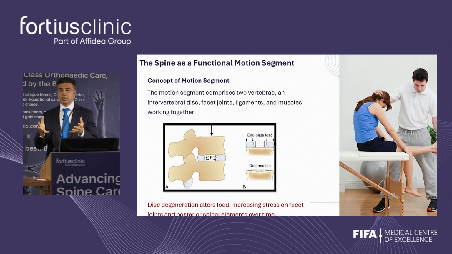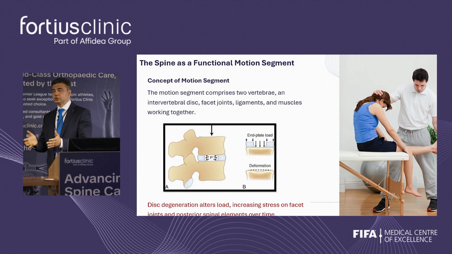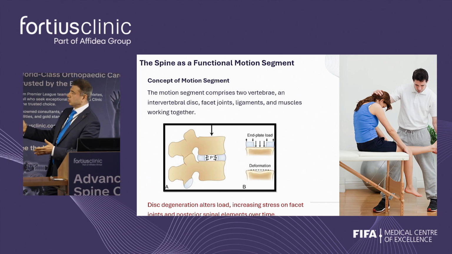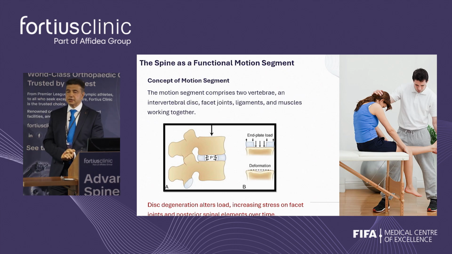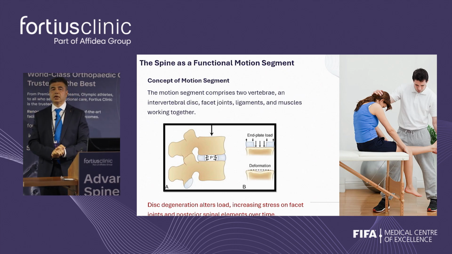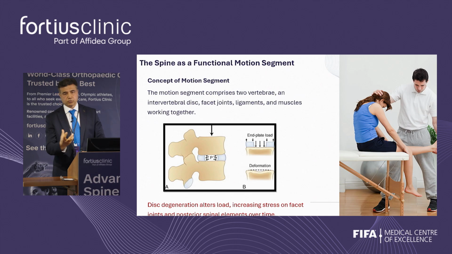So the maximum brunt of our activity, when there is axial load, goes through the anterior column, which is the vertebral body and the disc. And the disc is made up of two materials. One is annulus fibrosus and the other is nucleus pulposus. The nucleus pulposus is the inner core. And when any weight comes on that, it equally dampens and distributes the load in the spine. And that's how it normally works.